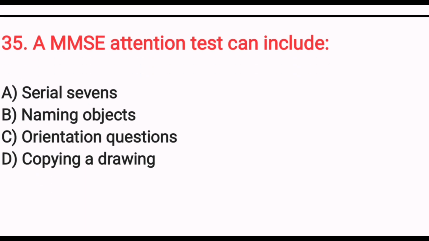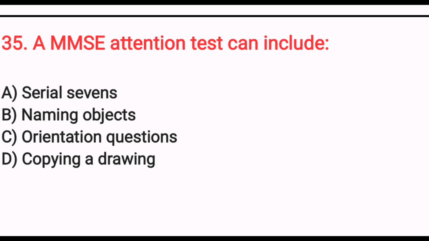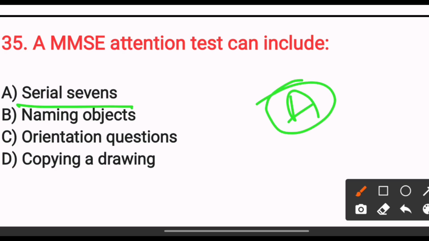Next, a mini mental status examination attention test can include option A, serial sevens. Option B, naming objects. Option C, orientation questions. Option D, copying a drawing. The answer is option A, serial sevens, because serial subtraction tests attention and concentration. So the answer will be option A.